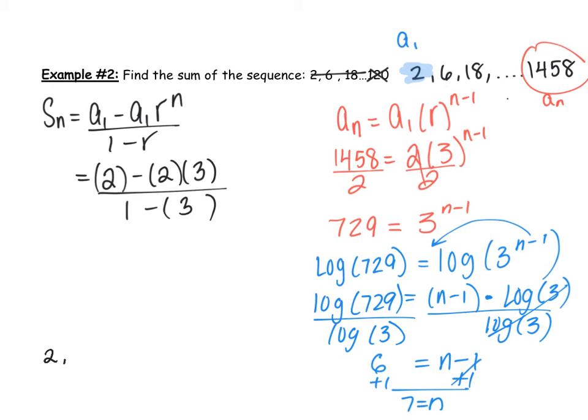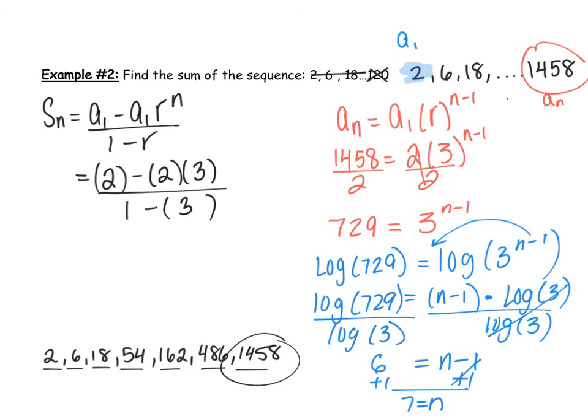So you've got 2, 6, 18. So take 18 and multiply it by 3. You get 54. Multiply that by 3, 162. Keep going. Times 3 is 486. Times 3 is 1,458. So 1, 2, 3, 4, 5, 6, 7 terms. So you can do it that way without having to do logs. Yes, it's a little bit longer, but it'll always still work.